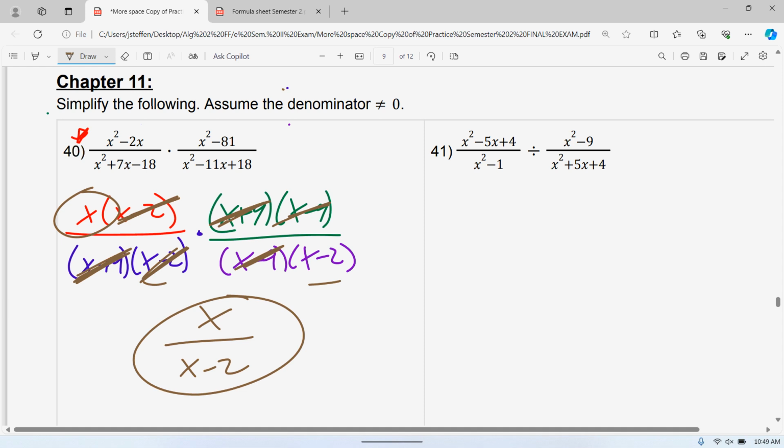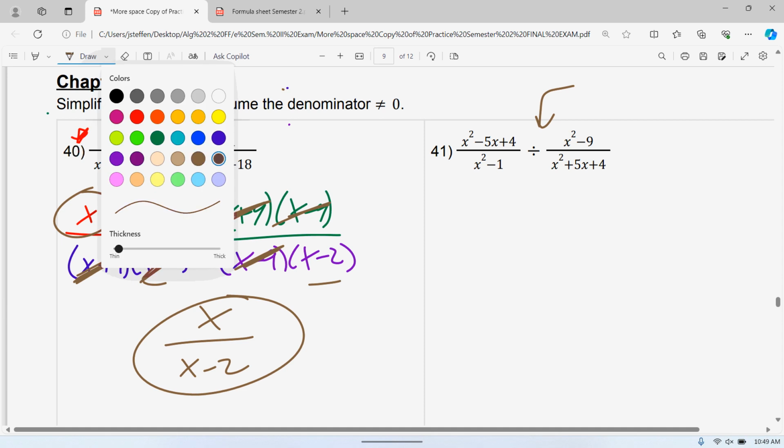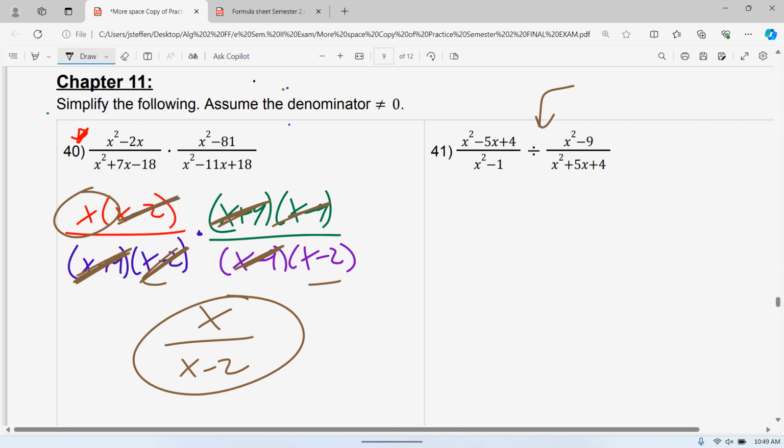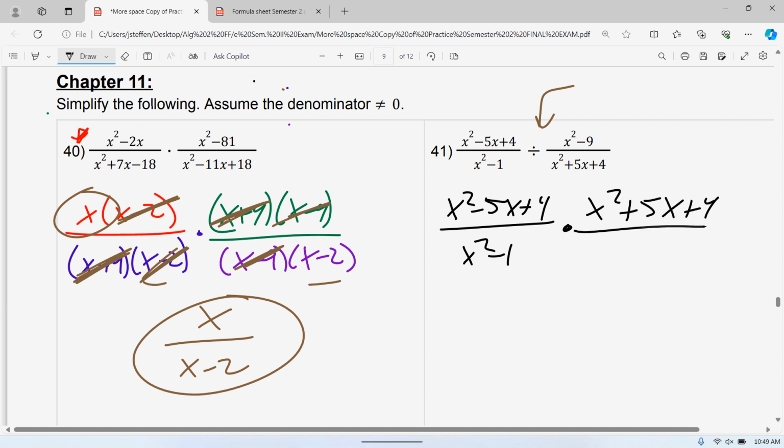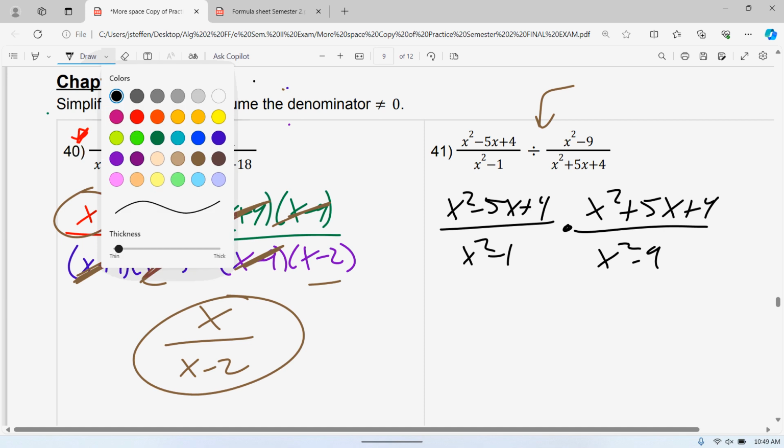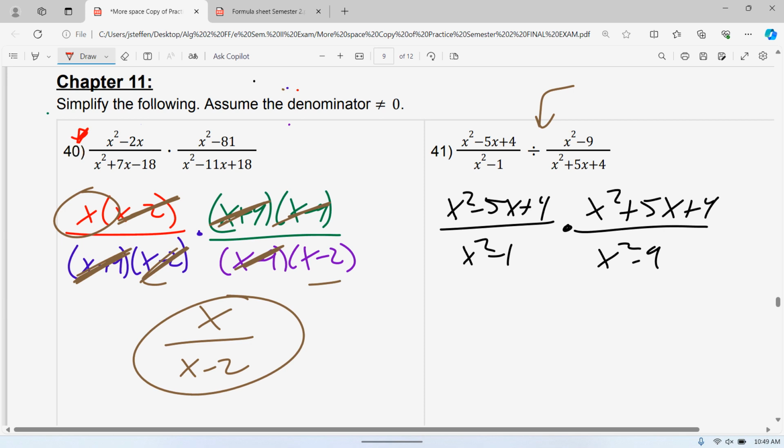Now 41, a division problem, is literally identical to this. The only difference is we have to make it multiplication first. Now again, I would recommend writing it out like normal without factoring. Make it a multiplication and multiply by the reciprocal. If you want to factor while you do that step, that is up to you. I don't recommend it, but some of you guys are pretty good at that. Again, you already took the test over this, so you should know your strengths and weaknesses. Once you have multiplication, now it's exactly like the one we just did.